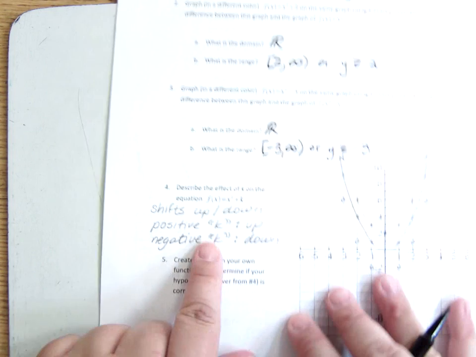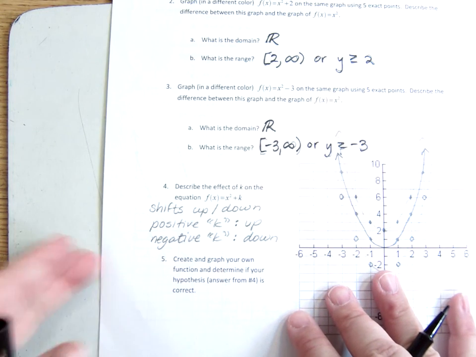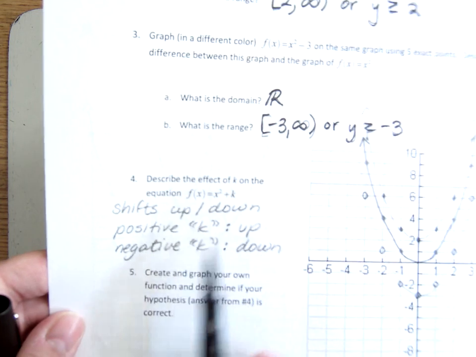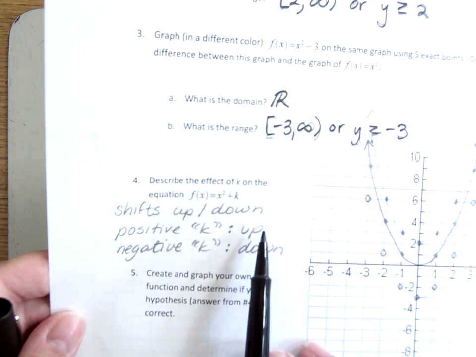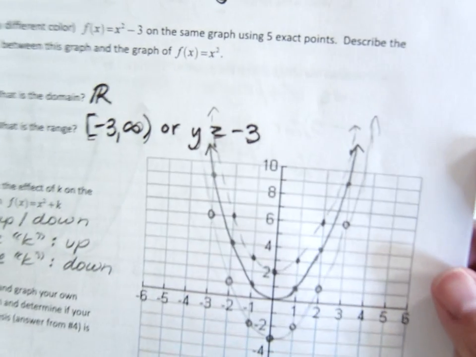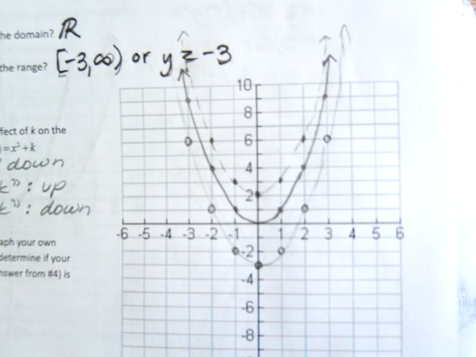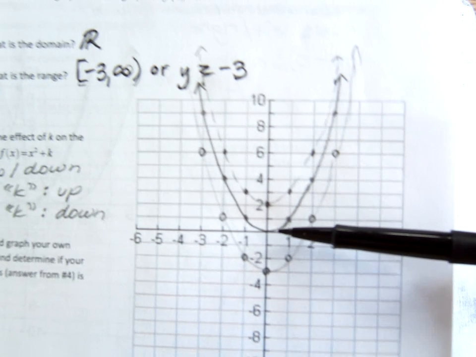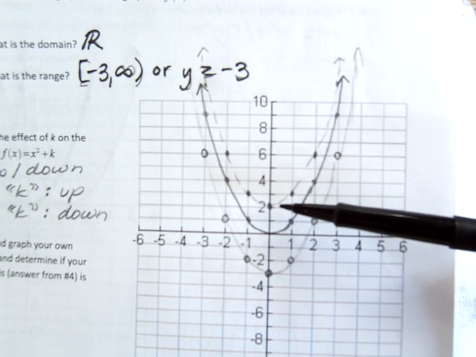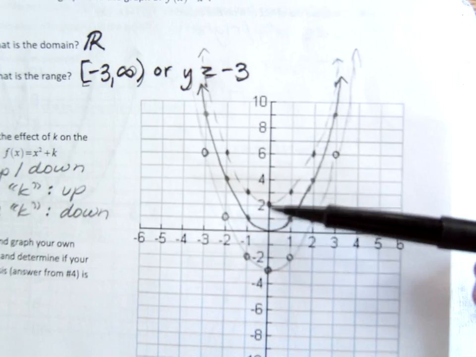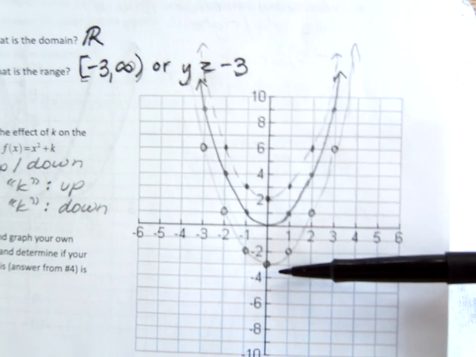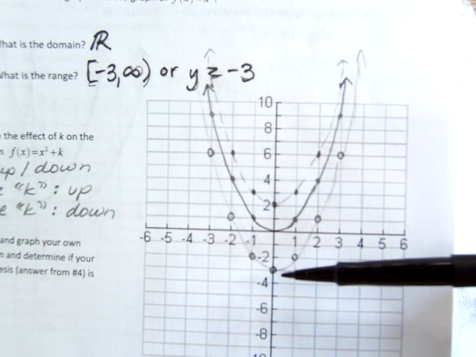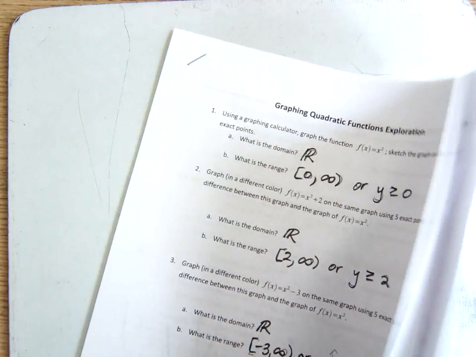I described the effect of k on page 1, number 4, as it shifts up or down. A positive k means you're moving up, and a negative k means you're moving down. And here are my graphs. Let me see if you can see them a little bit better. The solid one here is the parent function, number 1. Number 2 is the dotted one up above there. Everything's moved up by 2. And number 3 is down 3 from the parent function, so it's the bottom one out of the 3. Those are vertical shifts up and down.